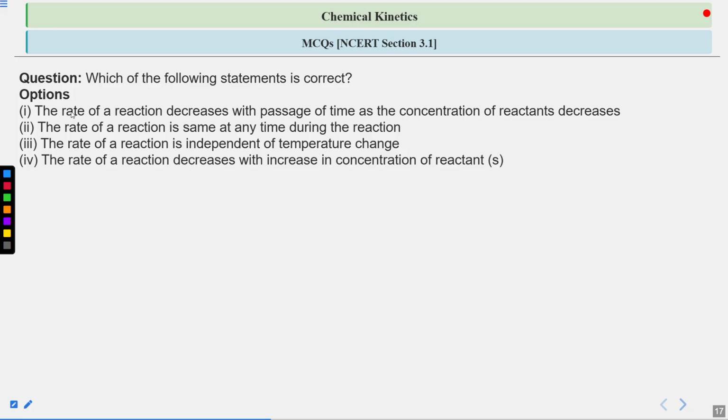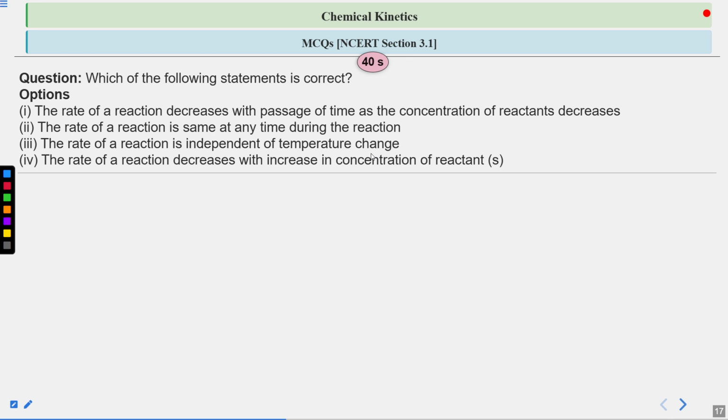Options are: rate of a reaction decreases with passage of time as the concentration of reactant decreases. Rate of a reaction is the same at any time during the reaction. Rate of a reaction is independent of temperature change. Or rate of a reaction decreases with the increase in the concentration of the reactants. So we have been given these 4 different statements. Identify the correct one.